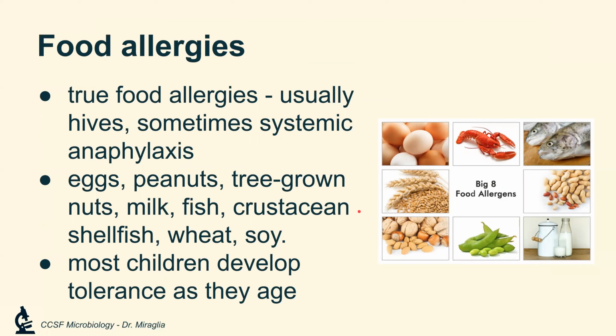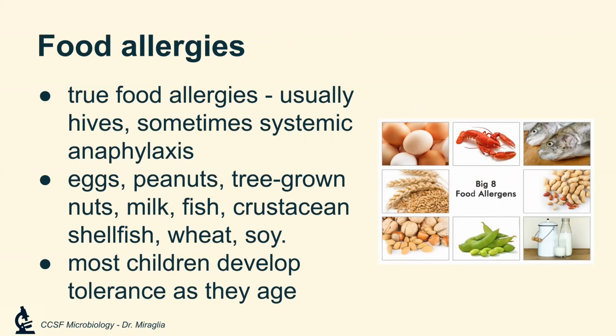Any food can cause allergy, but there are 8, so we call them the big 8 in food service. The big 8 food allergens, these are the ones that are the most common. And so there's a list here: eggs, peanuts, tree-grown nuts, milk, fish, crustaceans, wheat, soy. Here's the soy. Most children who have a food allergy develop tolerance as they age, so it's not uncommon at all for little kids to start off with an allergy and outgrow it.